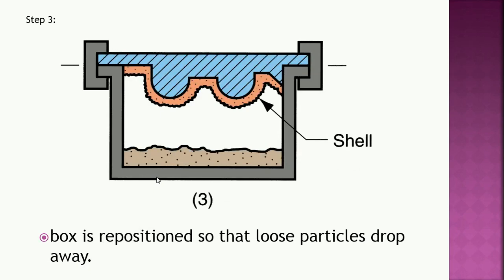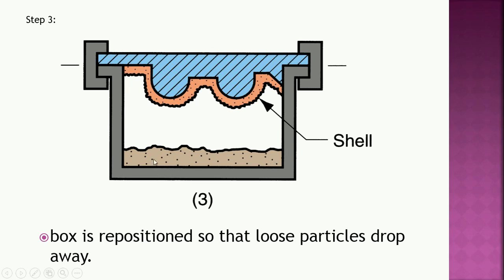In the third step, you can see this red color is a shell. I told you at the start of this lecture that the mold cavity is in the form of a shell. That's why this process is called the shell molding process. This blue hatching line is the heated metallic pattern, against which we have carried out curing of this sand plus resin mixture.